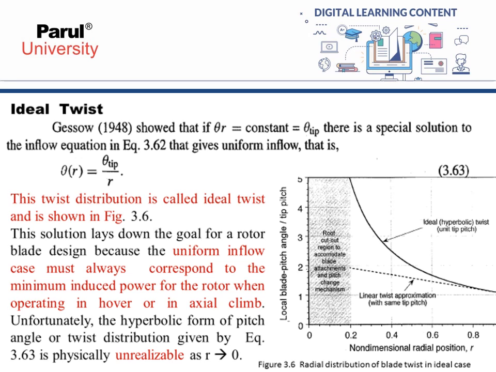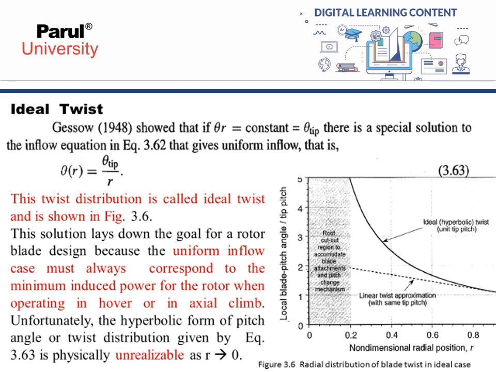This solution lays down the goal for a rotor blade design, because uniform inflow must always correspond to the minimum induced power for the rotor when operating in hover or axial climb. Unfortunately, the hyperbolic form of the pitch angle or twist distribution given by equation 3.63 is physically unrealistic as r tends to 0.